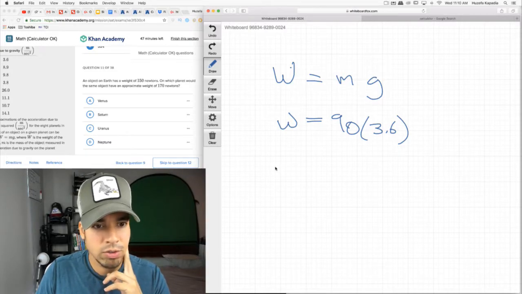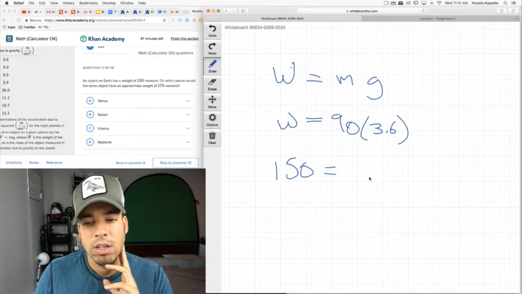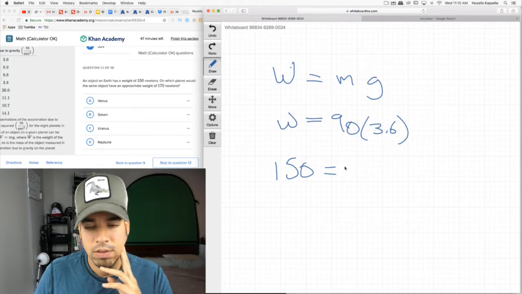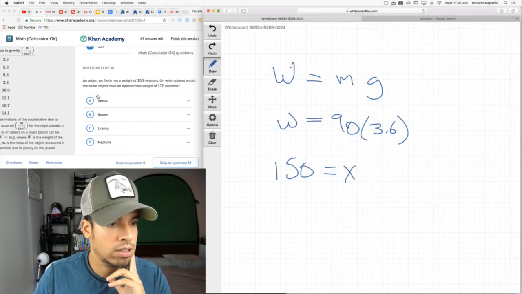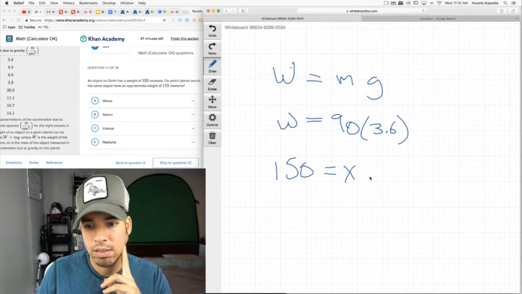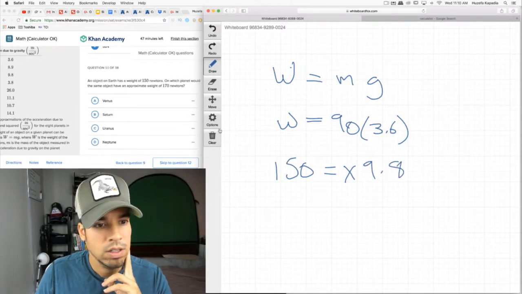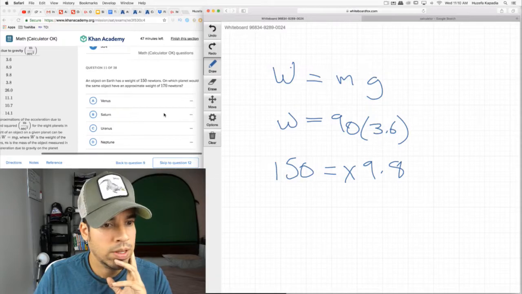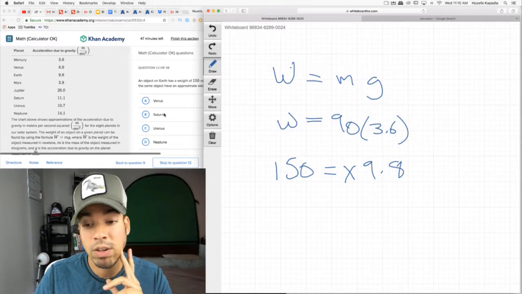All right, next, an object on Earth has a weight of 150 newtons. So now we're plugging in for newtons for the weight. So 150 on Earth equals, we don't know the mass, but we know the constant for Earth is 9.8. On which planet would the same object have an approximate weight of 170 newtons?